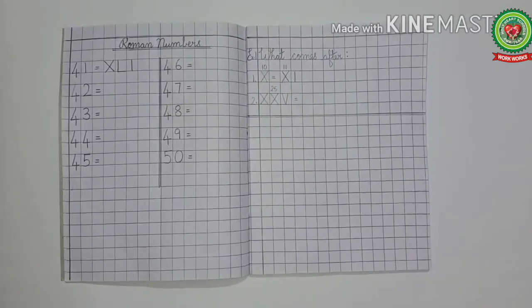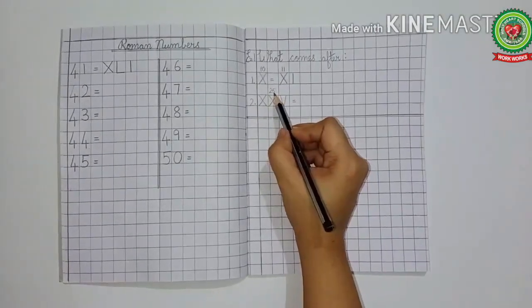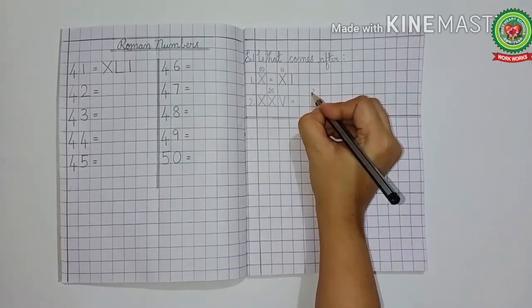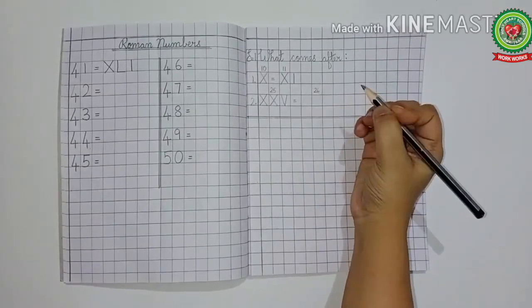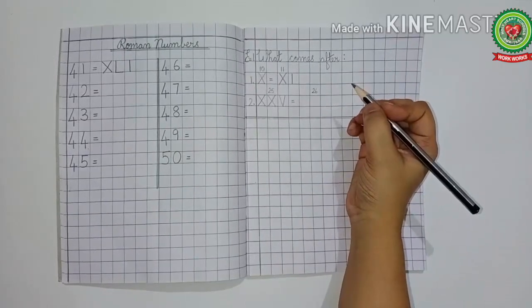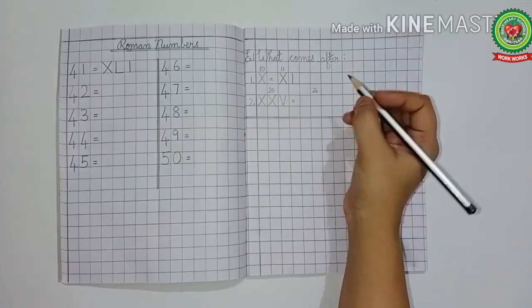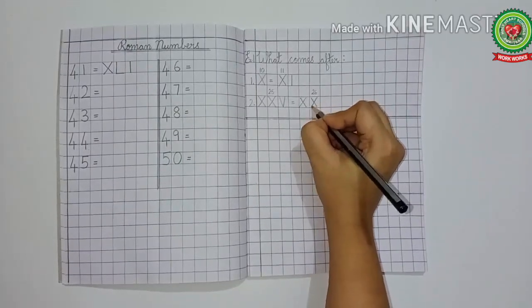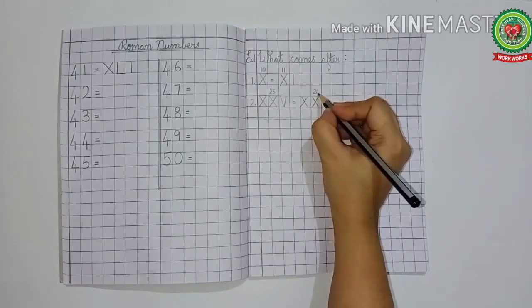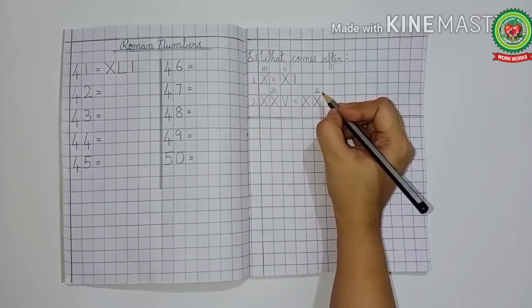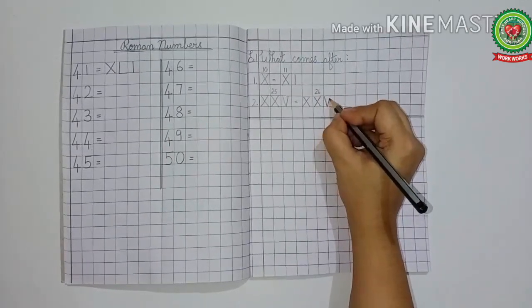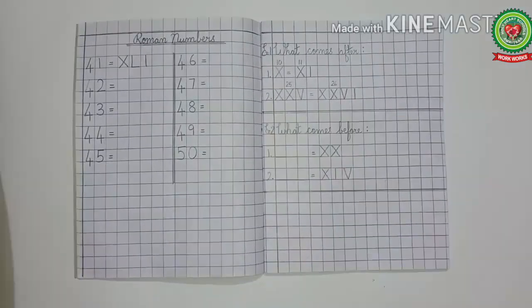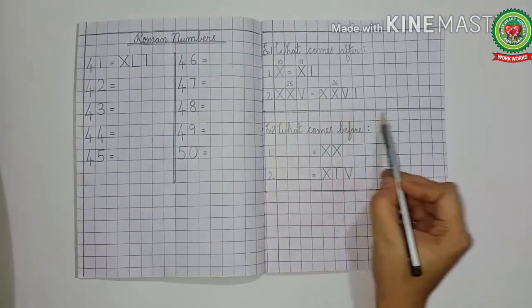Now let us see what comes after 25. After 25 it is 26. So here we can write 26 like this. Now how do we write 26? 26 means 20 plus 6. How do we write 20? That is XX. How do we write 6? 6 means 5 plus 1. So 5 is V and 1 is I. So this is 26. Now kids, you will draw a finishing line like this.